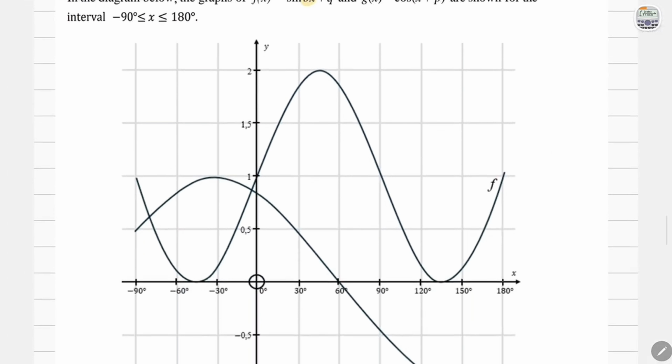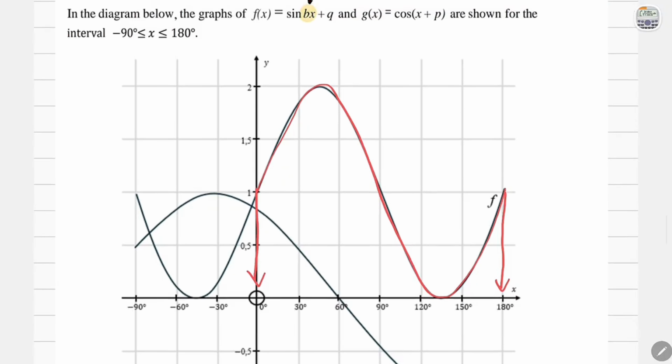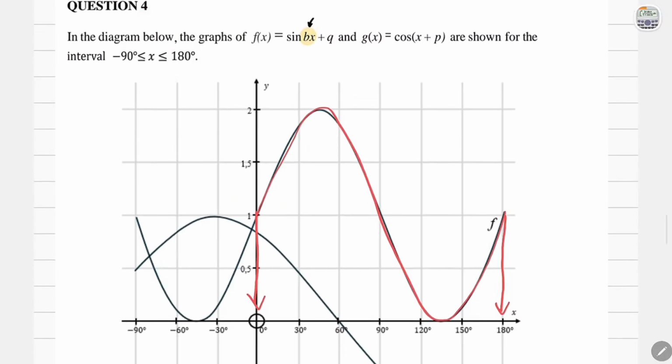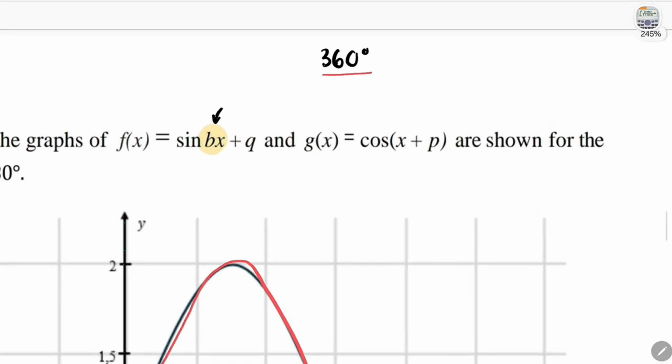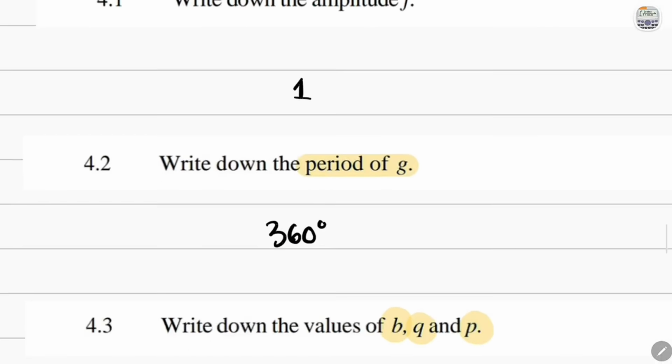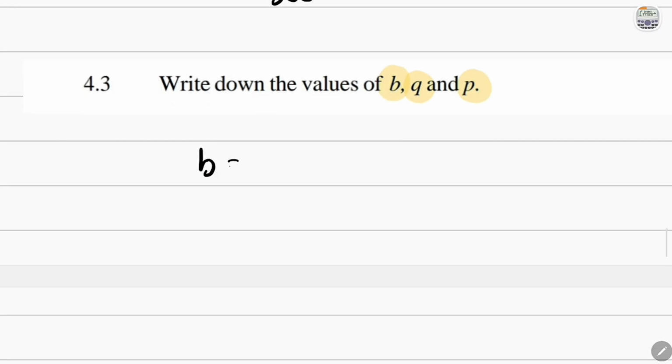So let's look at how long this takes to complete a cycle. I can see one single cycle here. So from 0 degrees all the way to what? So this is 0 degrees, and it goes all the way to 180 degrees. So this means that this graph is completing a cycle in 180 degrees. And so what does that mean about the value of B? From the previous question we just saw, the only way this could have been 180 degrees is if you said 360 degrees divided by 2. Original period divided by whatever the coefficient is, and that will be 180 degrees. So that's how we know that the value of B is actually equal to 2. So we'll put that down. So B is simply equal to 2.